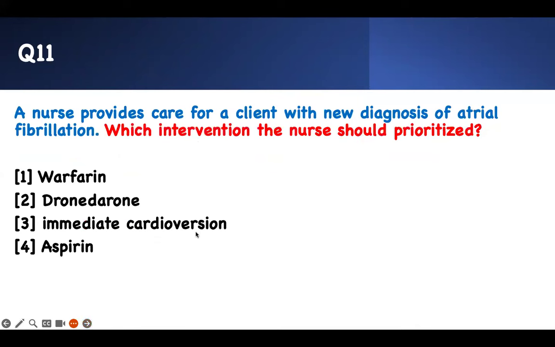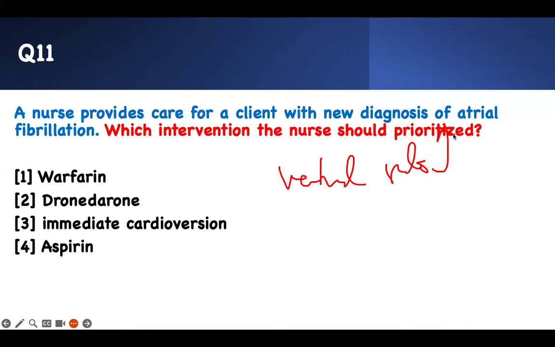And let's provide care for a client with a new diagnosis of atrial fibrillation. Which intervention should the nurse prioritize? Key concept, when you see atrial fibrillation, try to control the ventricular rate. The ventricular rate is what makes them symptomatic, and therefore this is the number one priority. I want to make sure the rate is controlled before I even think about anticoagulation. So warfarin does not control rate.